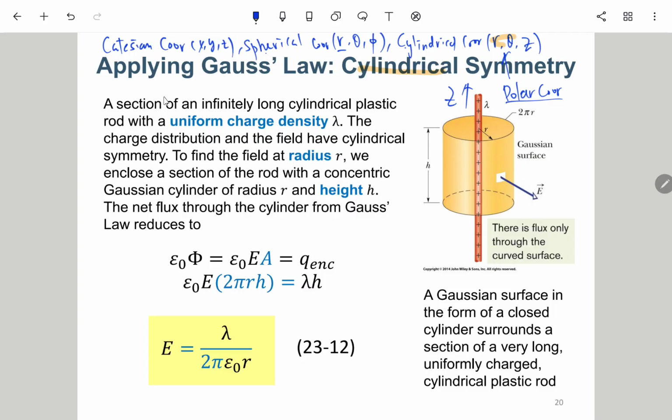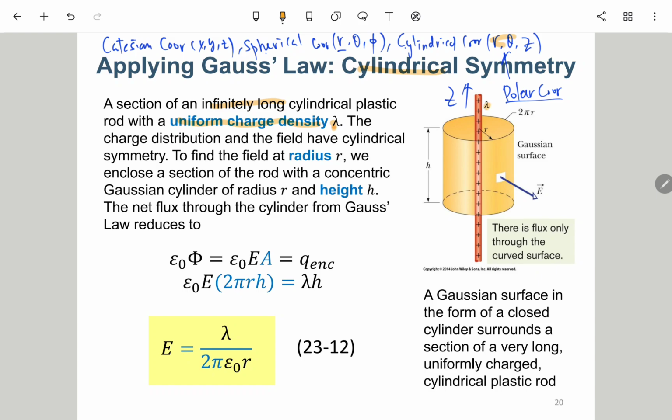Here it says a section of an infinitely long cylindrical plastic rod. The keyword is infinitely long. A cylindrical plastic rod with a uniform charge density of lambda. We assume this rod is thin, it's just a line. So this lambda is the linear charge density.